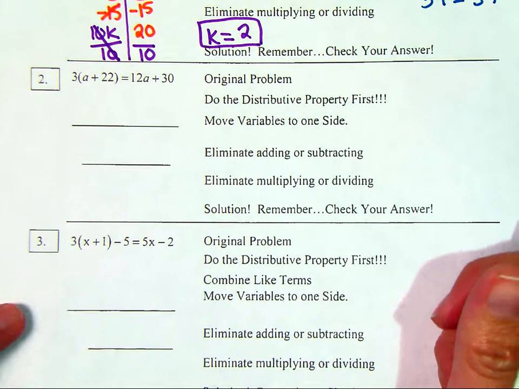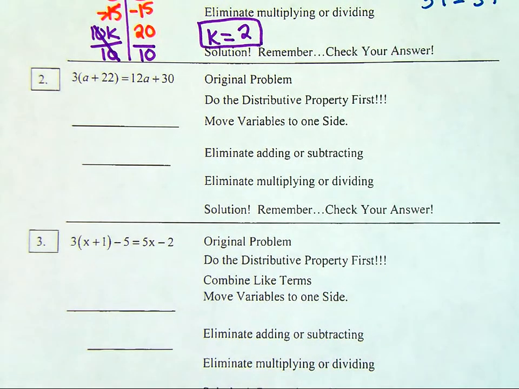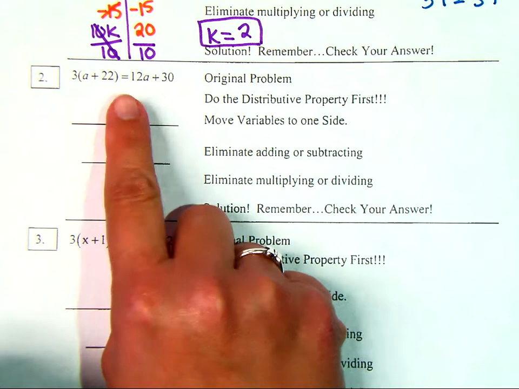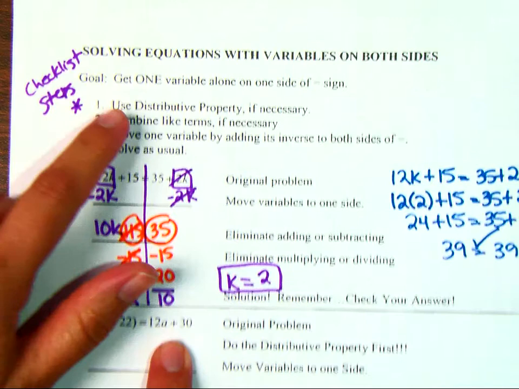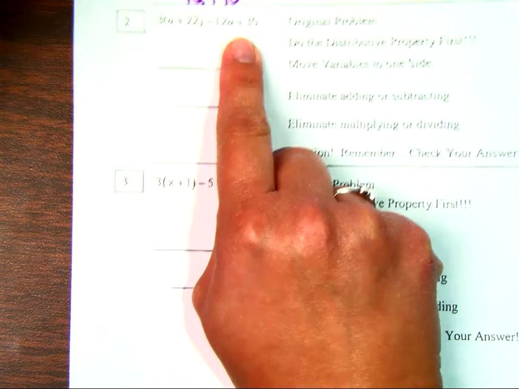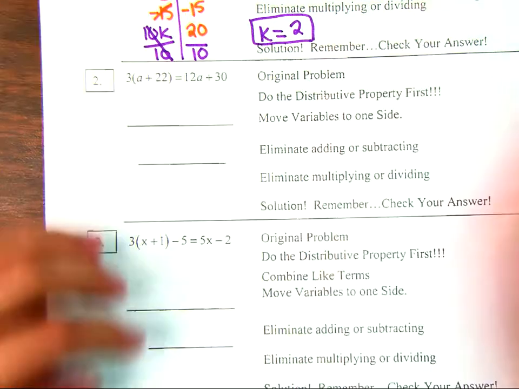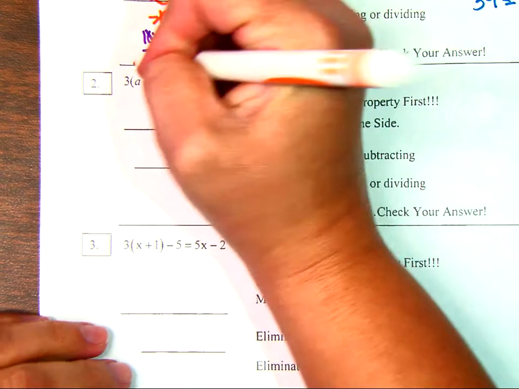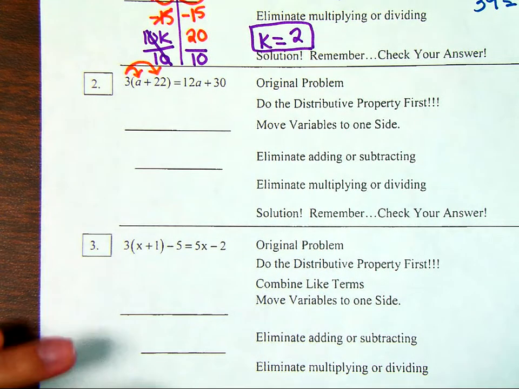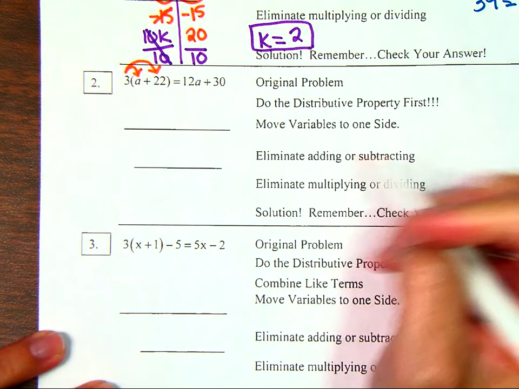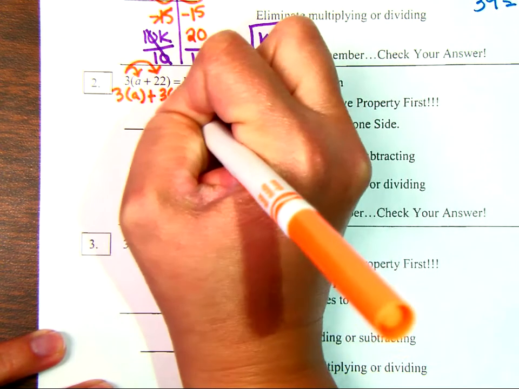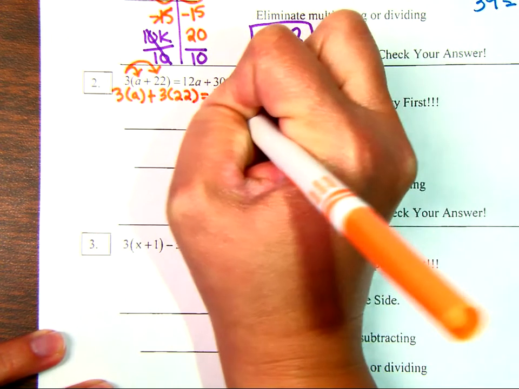So here's my next problem. 3 next to the parentheses a plus 22 equals 12a plus 30. But remember your checklist. Always start with distributive property if it's there, which we do see. We have that 3 being distributed to both parts right there. So do the distributive property first. So 3 groups of a plus 3 groups of positive 22 is equal to 12a plus 30.